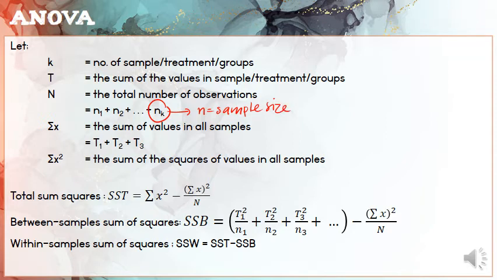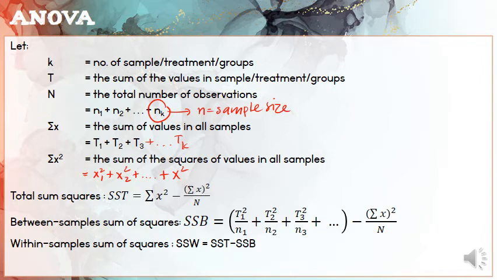Okay, number of sample. Summation of X adalah the sum of all values in all sample, ataupun you boleh buat T1 plus T2 plus T3 sampailah Tk. Sebab T2 adalah jumlah dalam setiap sampel, dalam setiap group. So you total up, sama juga you akan dapat summation of X. Summation of X squared adalah the sum of squares of value in all sample. Okay, you squaredkan semua observation sampai habis.